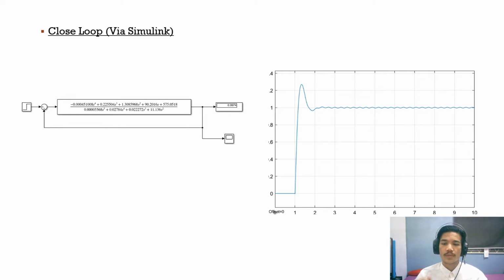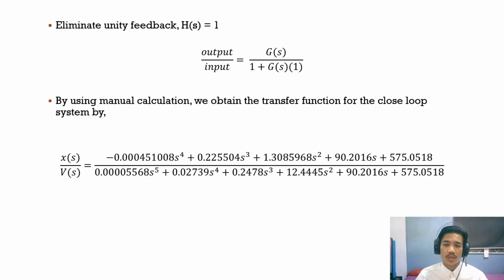figure on the right. To eliminate the unity feedback, we're going to use the formula G(s) divided by 1 plus G(s) times 1. By manually calculating it, we're going to obtain the transfer function for the closed loop system, which is, as you can see, the equation below.